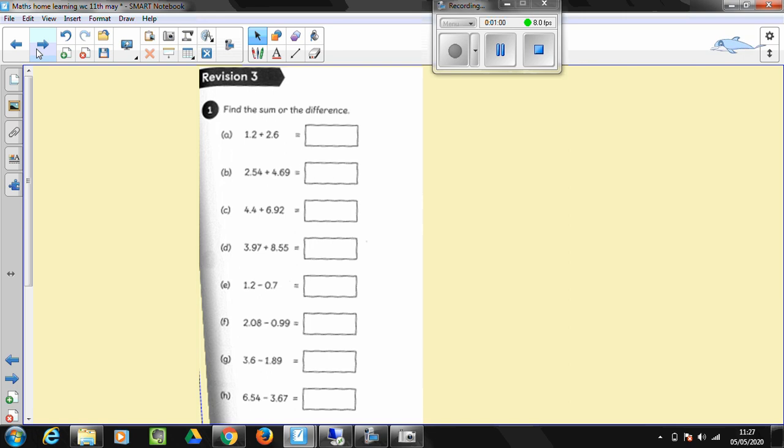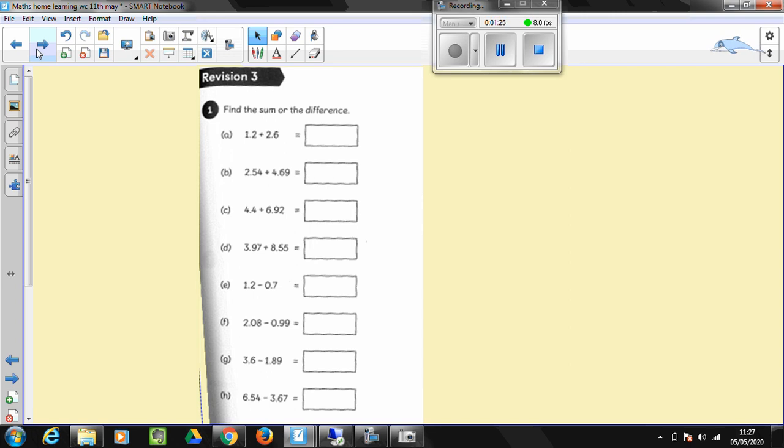1.2 take away 0.7 equals. 2.08 take away 0.99 equals. 3.6 take away 1.89 equals. 6.54 take away 3.67 equals.